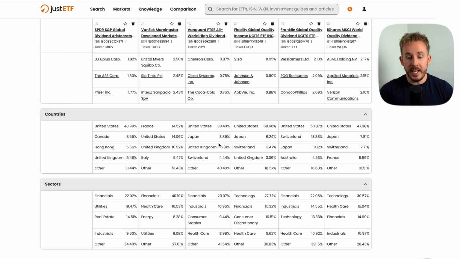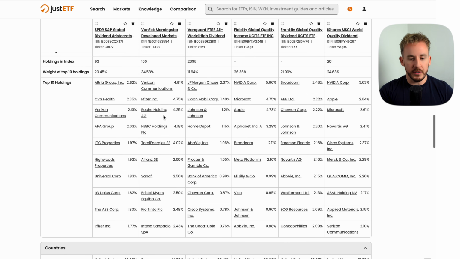And is now the time to start reducing exposure? The SPDR ETF, the Fidelity, Franklin, and iShares ETF all have a very large stake in the US in terms of weighting by country, with the standout being the VanEck ETF, which is much more spread out across the rest of the world, with specifically France and the UK making up more of a proportion.